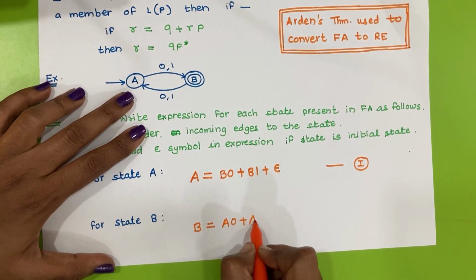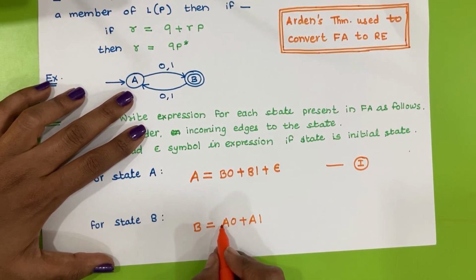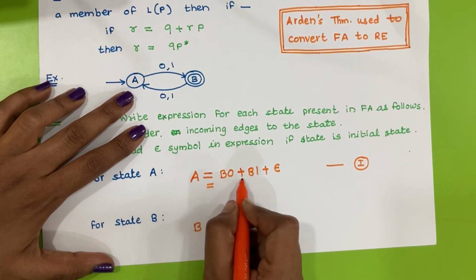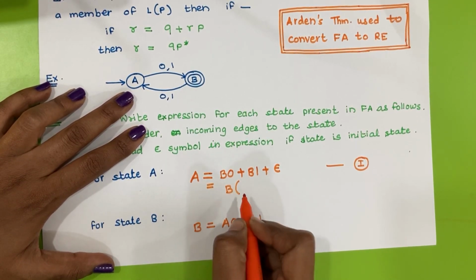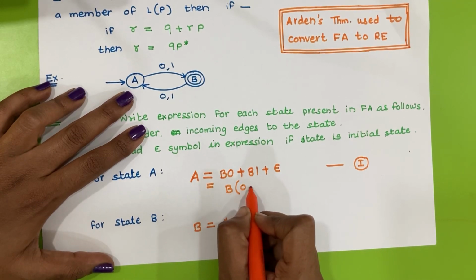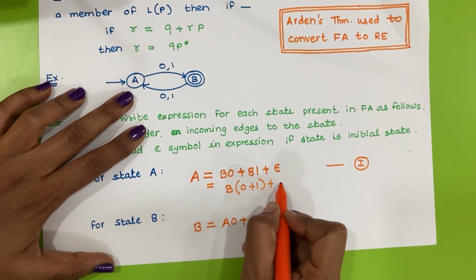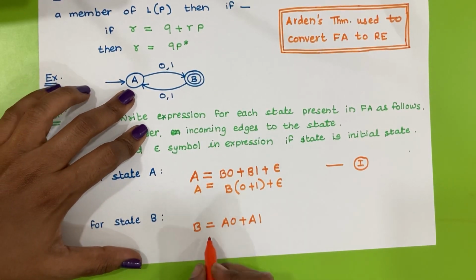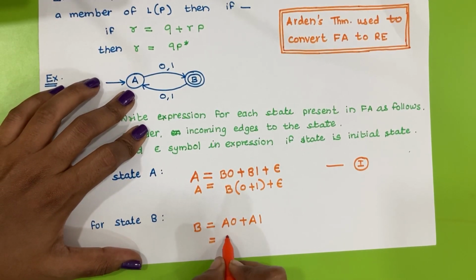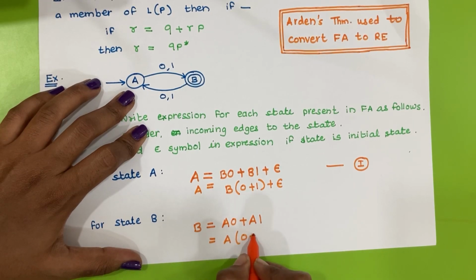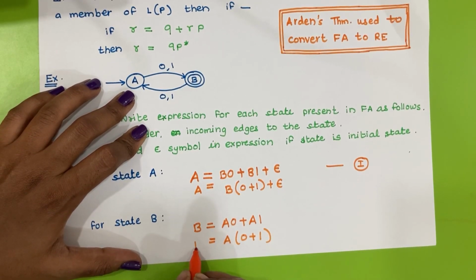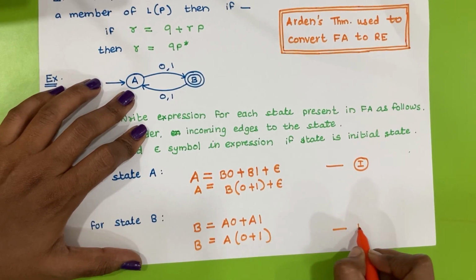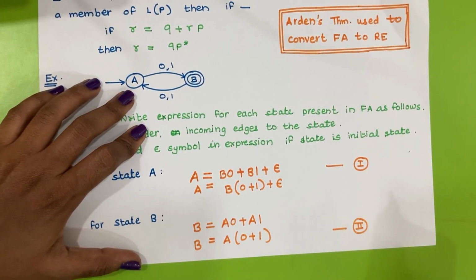Okay, and again A1. Okay, so here again I can simplify it. I'll take B common from these two, and epsilon, then that is A. So here again I can simplify it like 0 plus 1, that is for B. So this is our second expression.